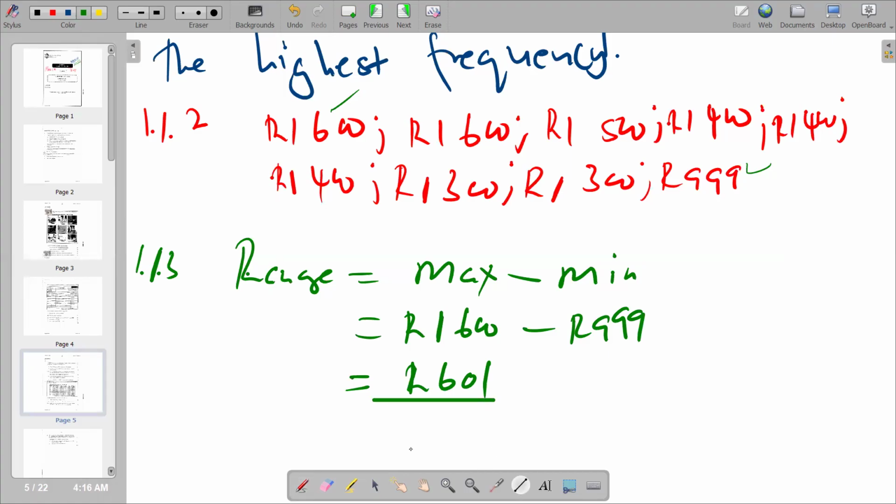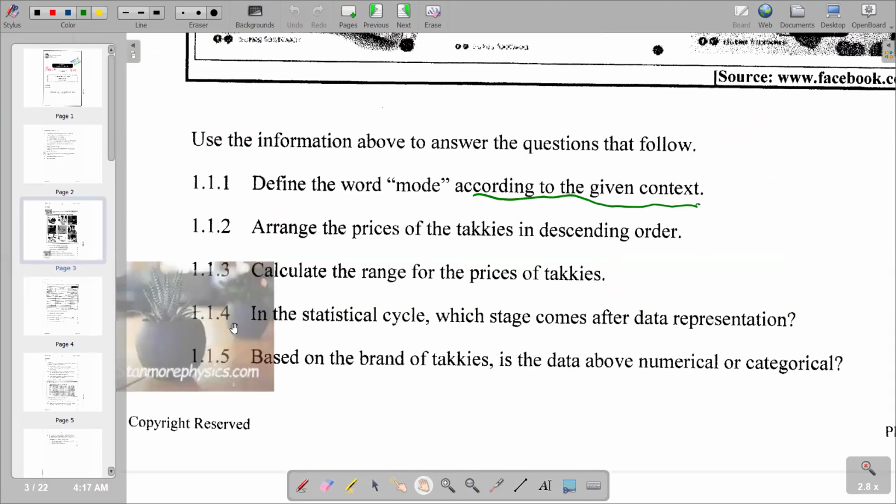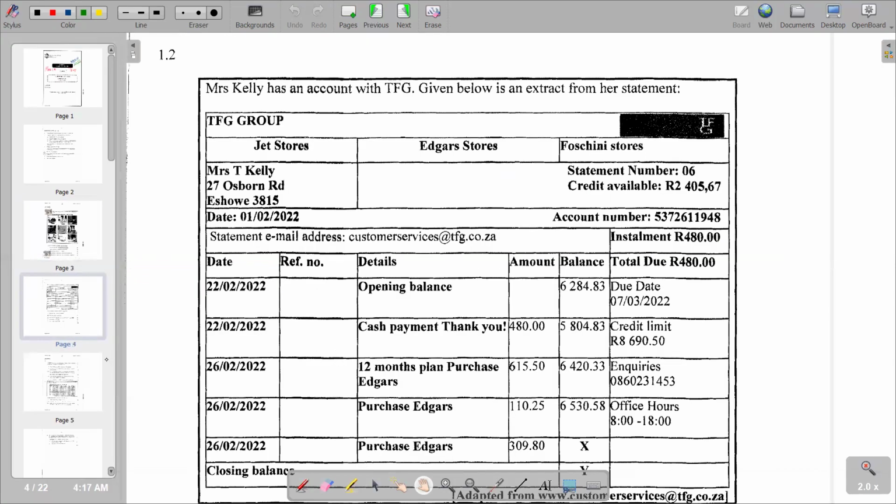So this is what we have when we go to the next part of our question, which is now 1.1.4. In the statistical cycle, which stage comes after data representation? We know that after data representation, that's where we have got interpreting or analyzing data. That is the stage that comes after representation. We are now interpreting it, and then we are also analyzing it.